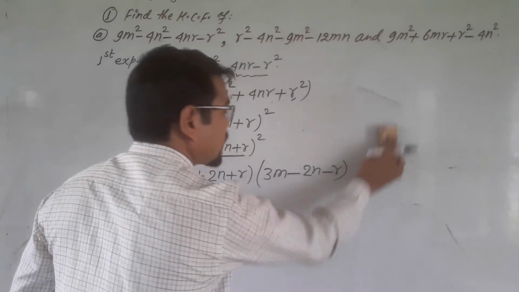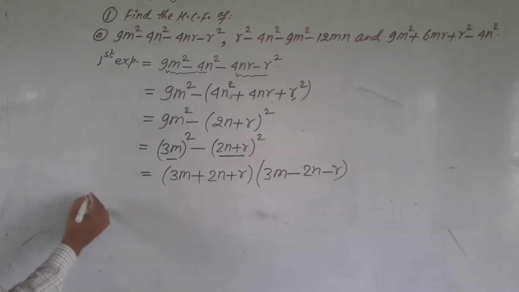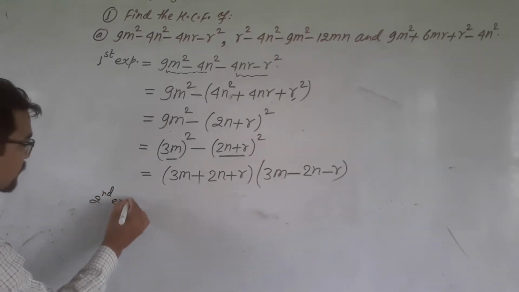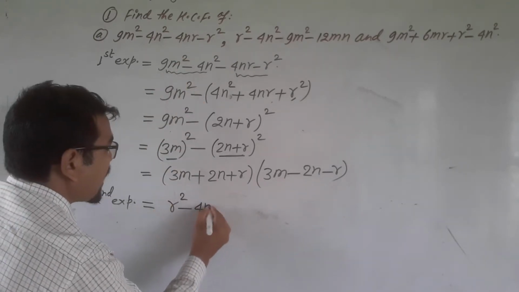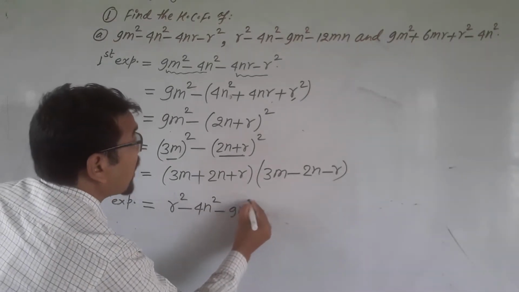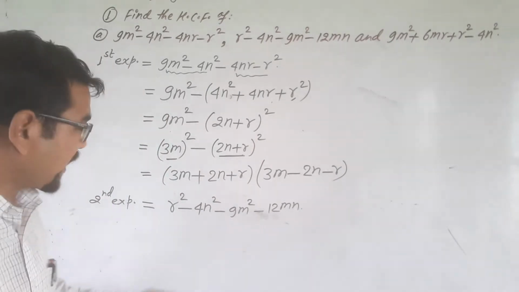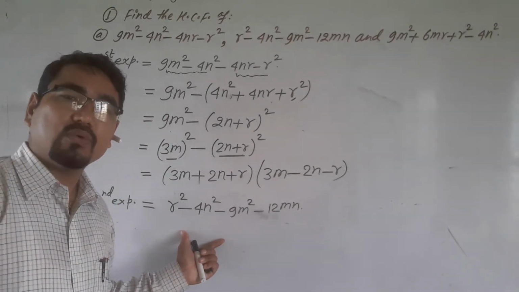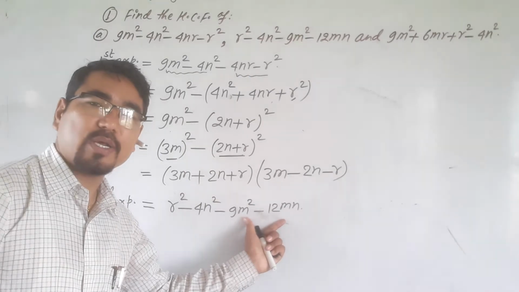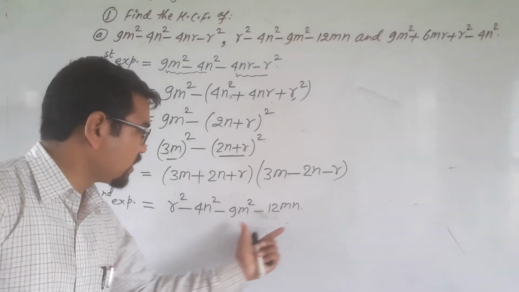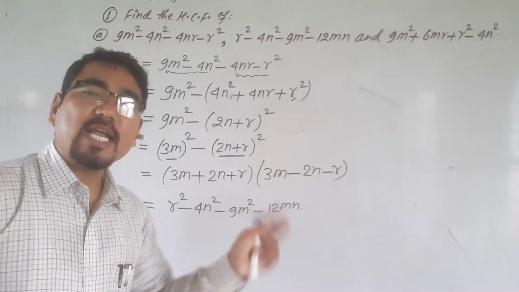Now next expression. The first expression is factorized. Similarly, we can factorize the second expression. Here, look at the second expression. The second expression is equal to r square minus 4n square minus 9m square minus 12mn. All the students, be careful here while factorizing. Here we have to make pairs, the first two as a pair and another pair. By making pairs and taking common terms, somewhere it is not common here, so we can't do it in this way. So here you can write three terms together.